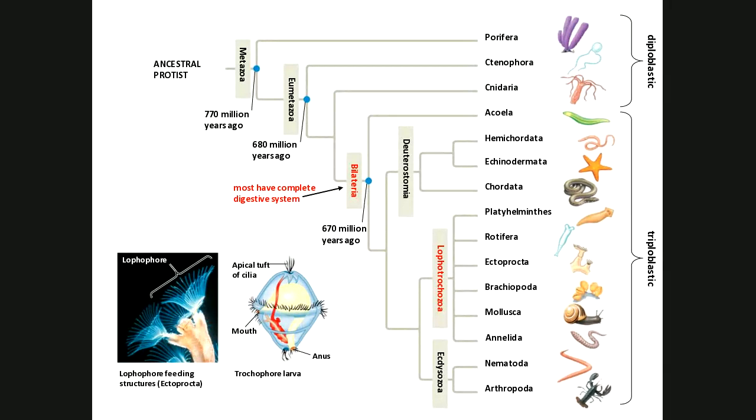All right, where are we? Oh, the Bilateria. So now we're going to talk about critters that have left and right and up and down. Most of these critters, not all of them, most of them have a complete digestive system. So they're going to have a mouth and they're going to have an anus.